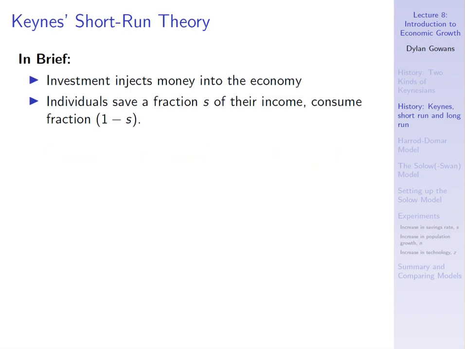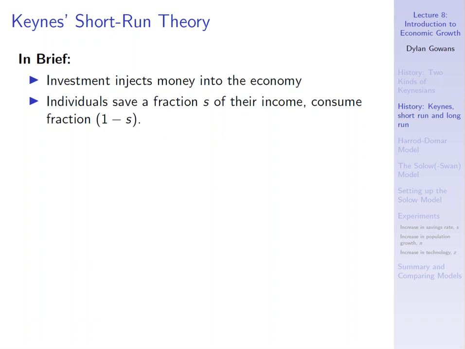Okay, so I'll give you a very simple idea here. In brief, there are two parts to this model. One is that investment injects money into the economy. Okay, so when I invest, I create a whole bunch of income. That is, when I invest, I'm spending some money which someone receives as income. And this injects this spending power into the economy. Then individuals save a fraction s of their income and consume fraction 1 minus s. Okay, so I'm saving some constant fraction, say 10%, and then the remaining amount, 90%, I consume.